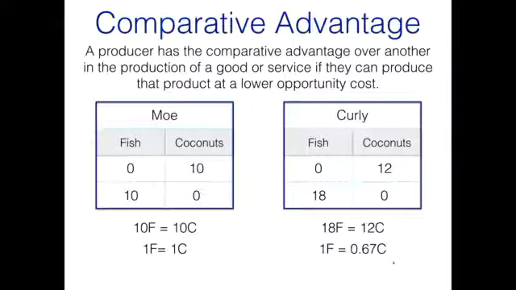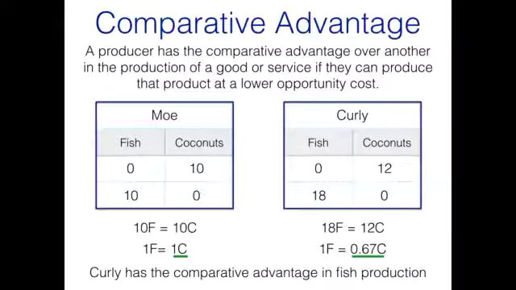So to determine who is producing at a lower opportunity cost in fish, we compare these numbers, and we see that when Mo catches a fish, the opportunity cost of catching that fish is one coconut. However, it's only 0.67 coconuts for Curly. Therefore, Curly has the comparative advantage in fish production.